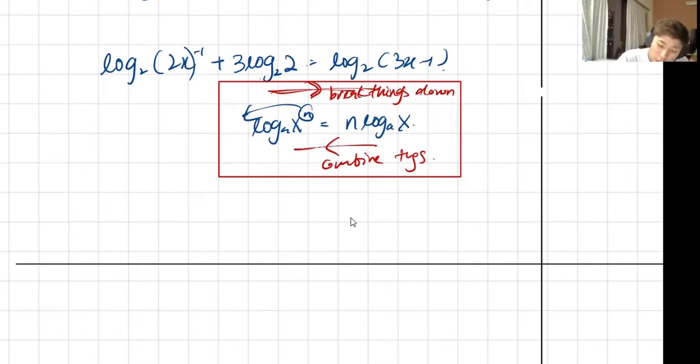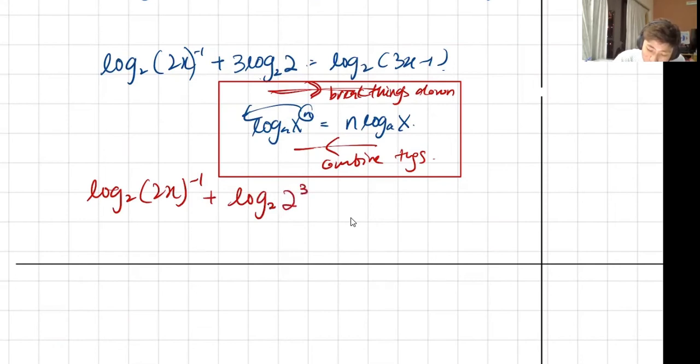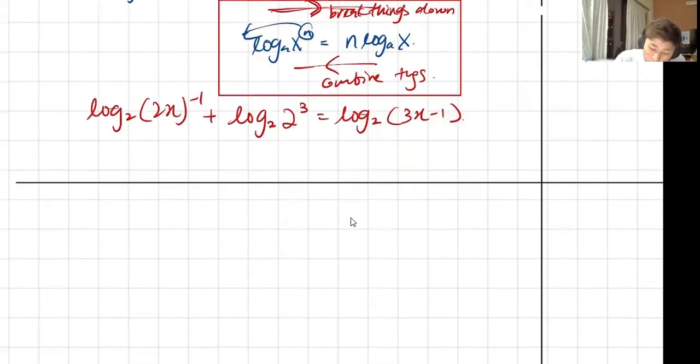Okay? So what you achieve is log base 2, 2x to the power of -1 plus log base 2 to the power of 3 equals log base 2, 3x minus 1. So what you do is you can combine these two logs. How do you combine? Is it like this, 2x minus 1 plus 2 power 3? That is wrong. You are not factorizing, okay?